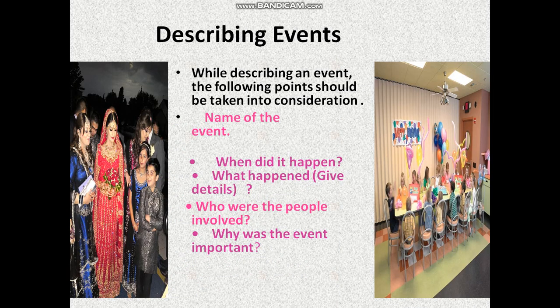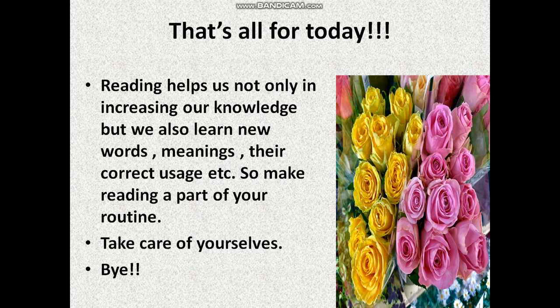And while we are describing events, obviously we should have the name of the event, when it happened, what happened in the event, whether it's a birthday party, a marriage ceremony, or any other kind of event, who the people involved were, whether you were related to them or went there as a guest, and why that event was important to you, why you enjoyed it so much, and what was the most interesting part of the event. So all these details you need to give while you are describing an event.